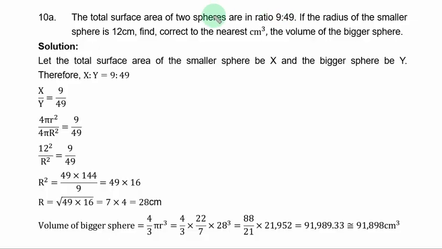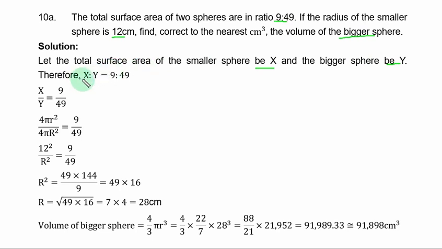Question 10a. The total surface areas of two spheres are in ratio 9:49. If the radius of the smaller sphere is 12 cm, find, correct to the nearest cubic centimeter, the volume of the bigger sphere. The radius of the bigger sphere is needed before you can obtain the volume. Let the total surface area of the smaller sphere be S and the bigger sphere be Y.